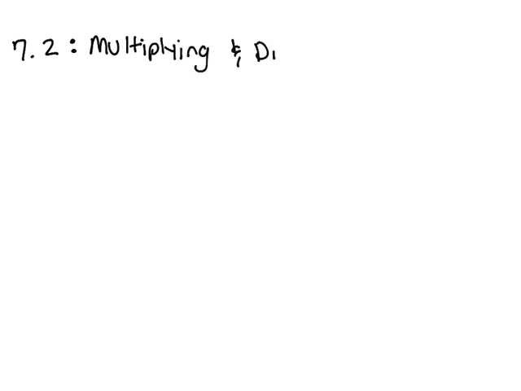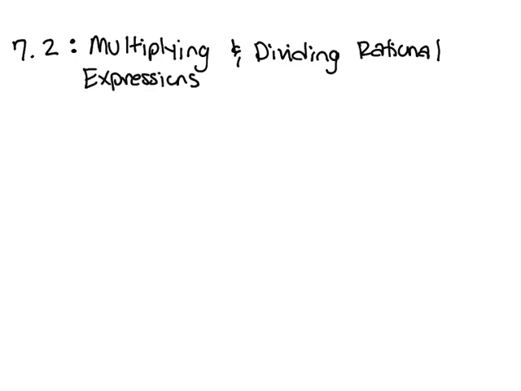Multiplying and dividing rational expressions. So in 7.1, we basically looked at what numbers in the domain, which is x, merely, if it's on the bottom of a fraction, you cannot allow x to equal. And then we also looked at simplifying rational expressions.